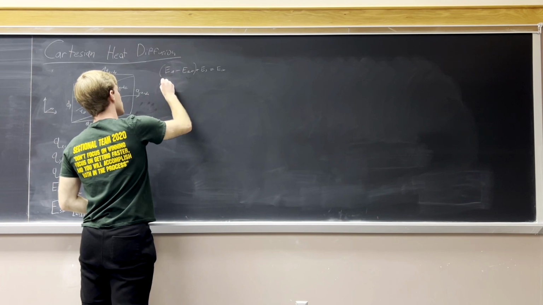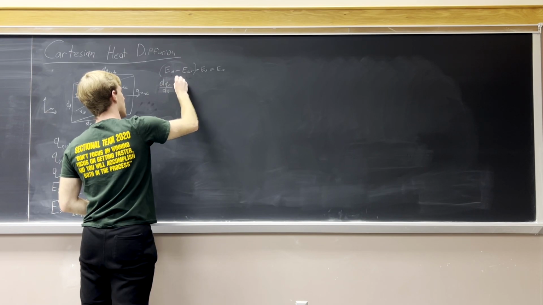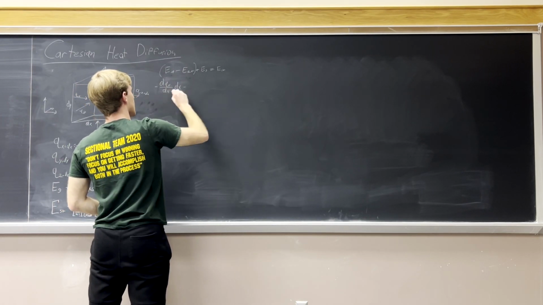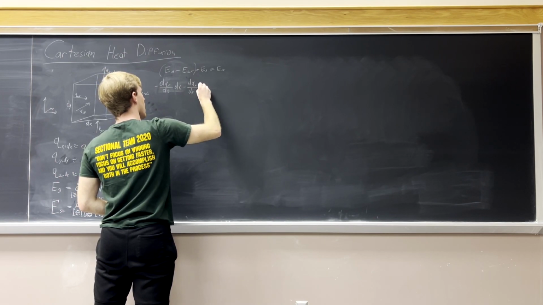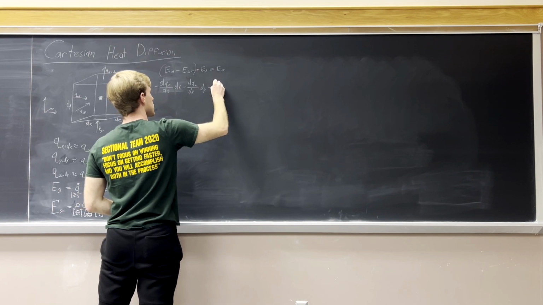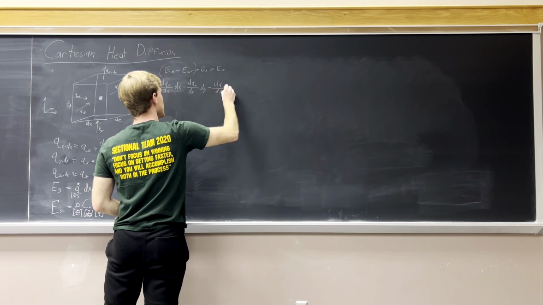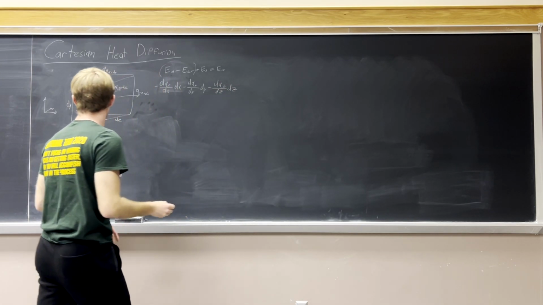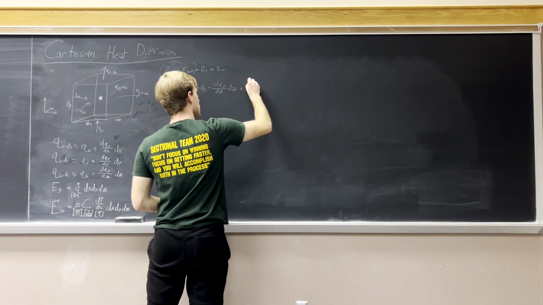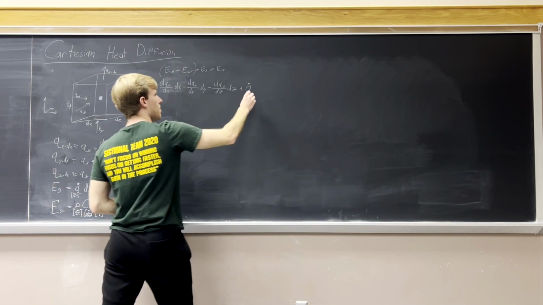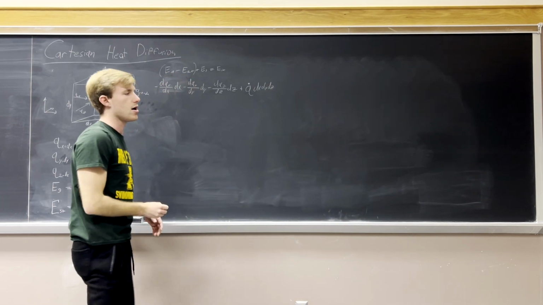So we have dQx over dx multiplied by dx. That's going to be negative, minus d of Qy over dy multiplied by dy, minus d of Qz over dz multiplied by dz. Then we're going to add our energy generated, which is going to be plus q dot multiplied by dx, dy, dz. That's our control volume.